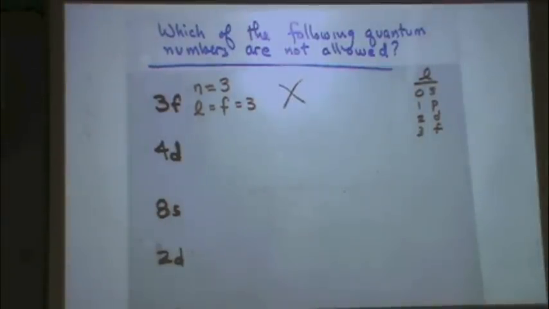L should always be at least 1 less than N. Okay? So 4F is okay. Or 5F, or 6F. As long as N is larger than L, that's okay. Or it could have been a 3D, or a 3P, or a 3S. Anywhere that causes N to be larger than L would have been fine.